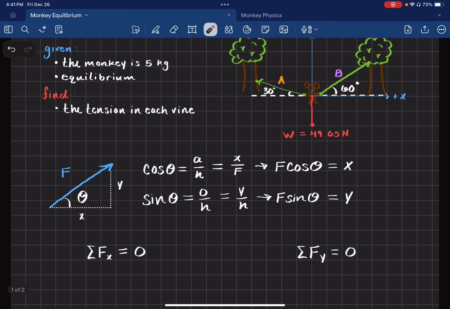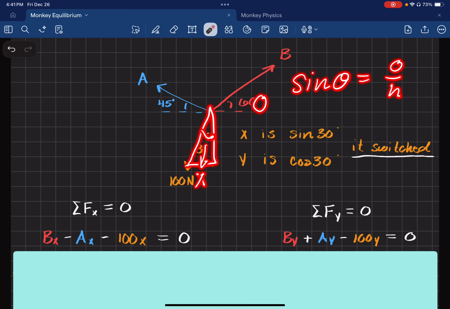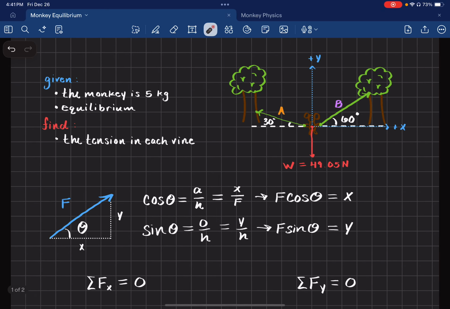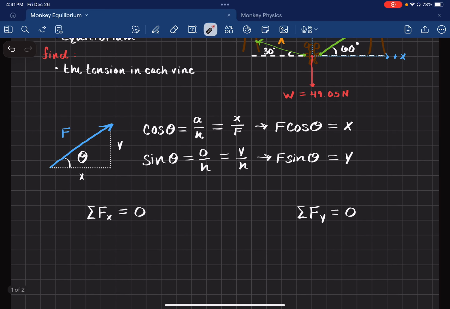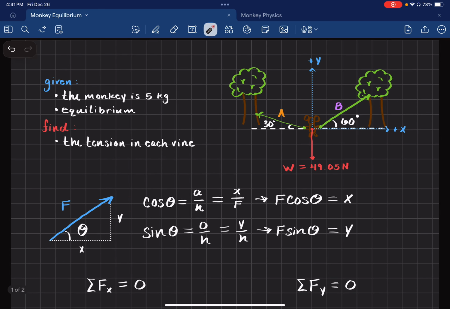A lot of people say that x is always cosine and y is always sine, but that's not true, because in this example, if you draw the triangle and we try to find the x component, you would use the opposite side, and the opposite side is for sine. So most of the time it's cosine for x, but in this example it's sine, so you can't just rely on memorizing it. So now that we have that, we'll start with solving for A and B.